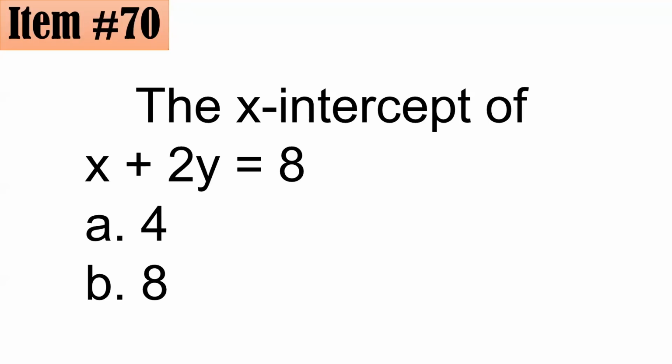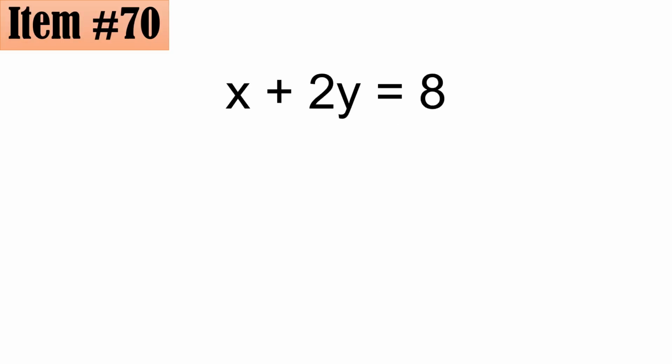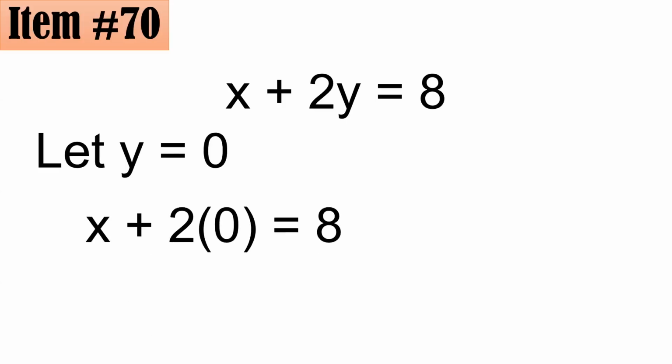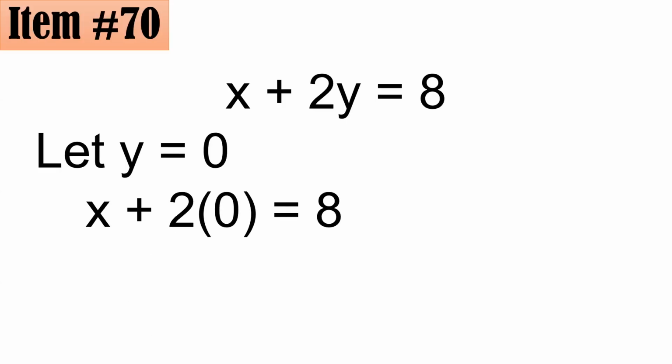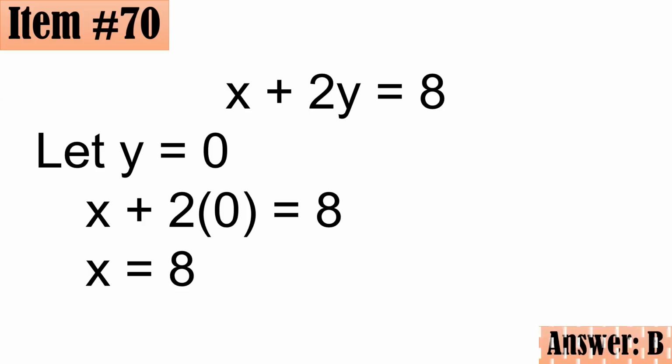Take note po ha, when we say x-intercept, to solve for x-intercept, di ba, we let y equal 0. To solve for y-intercept naman, we let x be equal to 0. That's why in this case po, dahil x-intercept yung hinahanap natin, we let y be equal to 0. And by substitution, that's x plus 2 times 0 equals 8, giving us 2 times 0 is 0. So what is left is x equals 8. And that is letter B.